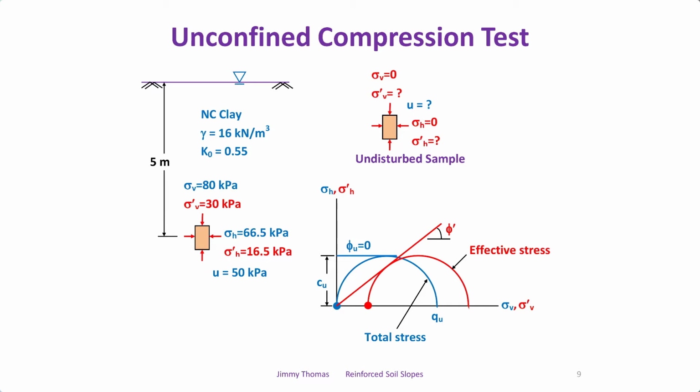But a clay, assuming it's a normally consolidated clay at a depth of 5 meters, then we know the stresses. I've done this simply, just to give a feeling of the numbers. So the vertical stress is 80 kPa, and assuming the water table at ground level, the effective vertical stress is 30. Similarly, the horizontal stress we can calculate once we know K naught. Let's assume this value. So this also we can calculate like that. Pore pressure we know, it's 5 times 10, which is 50 kPa.